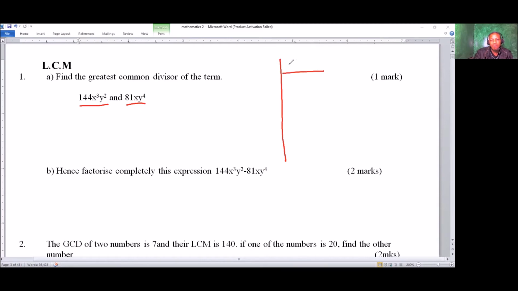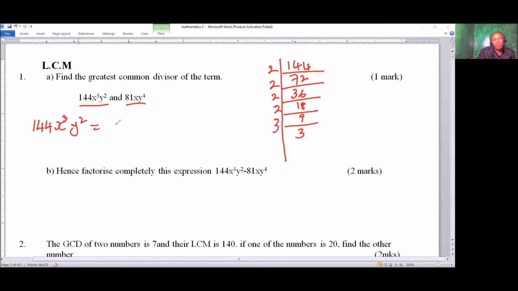So this is our 144. We want to get the factors. So we get 2, we get 72. We get 2, we get 36. We get 2, we get 18. We get 2, we get 9, and we get 3, we get 3. So this means that the factors of 144x cubed y squared is equal to 2 to power 4 multiplied by 3 to power 2 multiplied by x to power 3 multiplied by y to power 2.